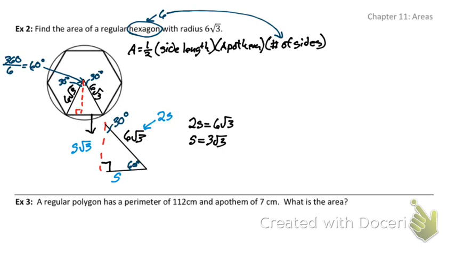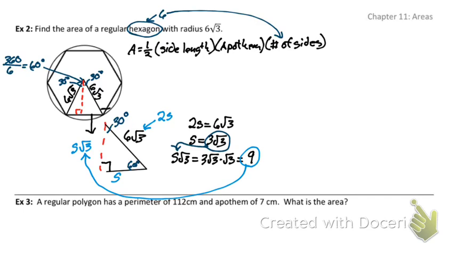Which means our s square root of 3 would equal, plugging that 3 square root of 3 in place of that s, 3 square root of 3 times square root of 3. Well, square root of 3 times square root of 3 is 3. 3 times 3 is just 9. So that 9 is actually that right there, which is also our apothem. That is our apothem.